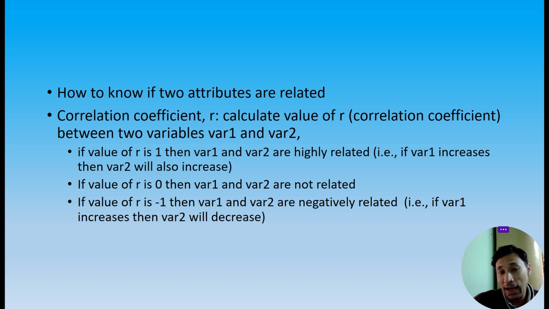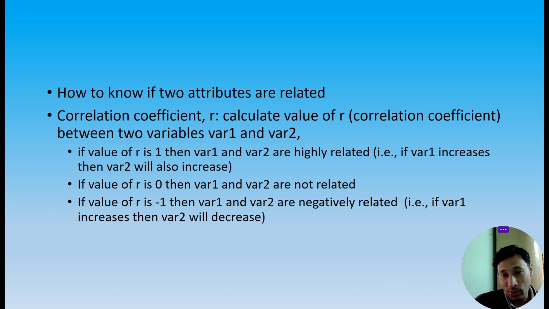We have statistics. In statistics we have the correlation coefficient. Using the correlation coefficient we can know whether two variables are related or not. The correlation coefficient is calculated using a statistical formula, and it is basically represented by r. If the value of r is 1, then we can say variable 1 and variable 2 are highly correlated. That means if the value of variable 1 increases, then variable 2 will also increase. If the value of r is 0, those variables are not related. If the value of r is -1, variable 1 and variable 2 are negatively related. That means if the value of variable 1 increases, then the value of variable 2 will decrease.